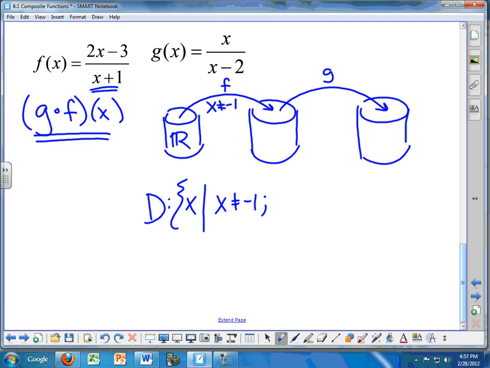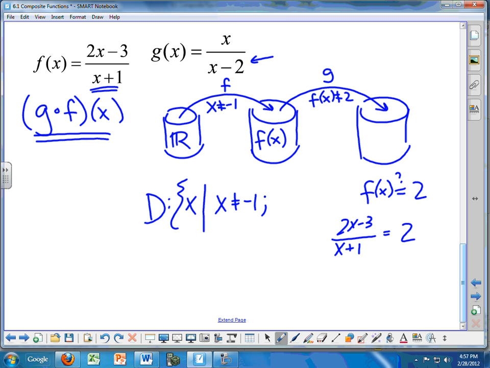And then in the g function, we see right here in the denominator the number 2 will not work. And so what we'll write here is that f of x, because here's our f of x bucket, f of x is not equal to 2. And of course, on the side then, I'm going to ask myself, is f of x ever going to equal the number 2? I don't know. Let's check. 2x minus 3 over x plus 1 equals 2. Let's find out.